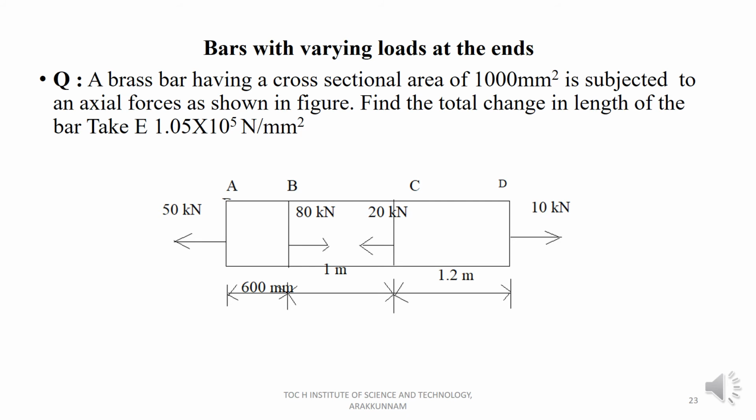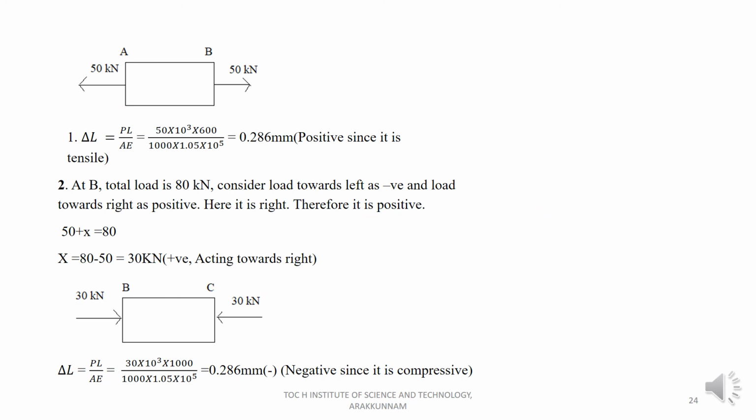We have to consider each section individually, that is AB, BC and CD, and then we have to make the loads on both sides equal. First of all, consider the section AB. It is given that on the left end A, the same load of 50 kilonewton will be acting on the right end. By calculating delta L is equal to PL by AE, you will get the value of delta L. A is given, P you take as 50 kilonewton, and the length, which is 600 mm, is also given.